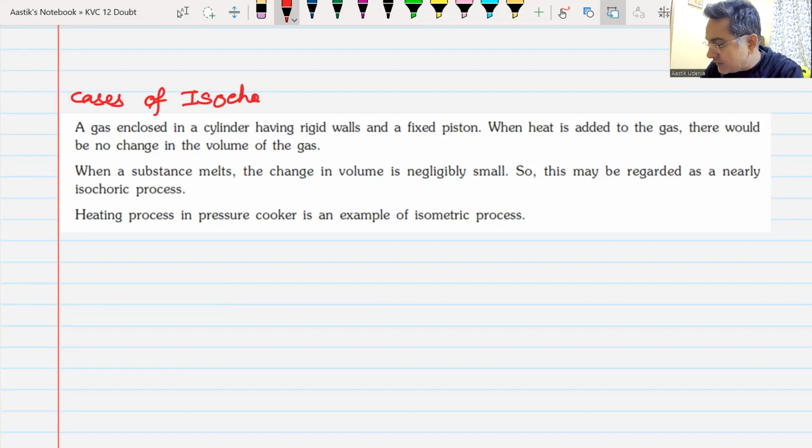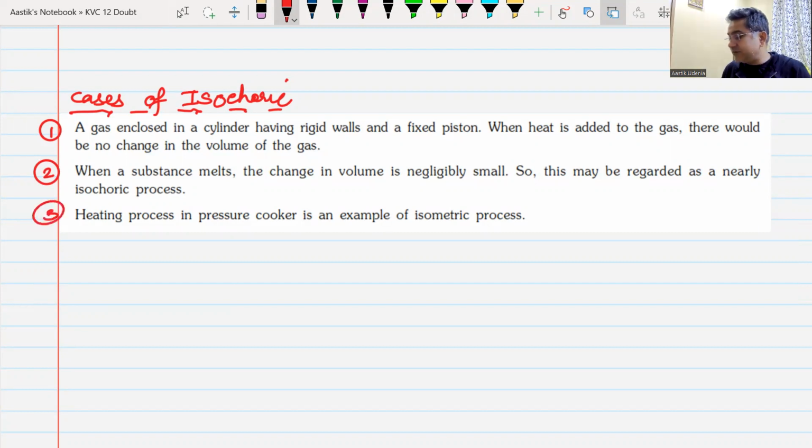You may get one of these as a question, so just remember. Case number 1, a gas enclosed in a vessel, no moving part. Number 2, when a substance melts, you can take it as an isochoric process because the change in volume is very, very less. Number 3, heating of something in a pressure cooker is an isochoric process as well. So you can note down these examples as examples of isochoric process. Remember, there is no change in volume, there is no moving part, there is no piston, nothing of that nature.